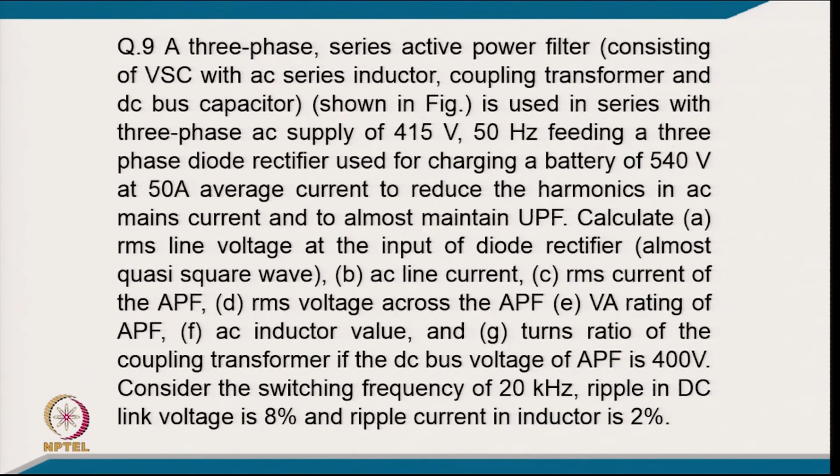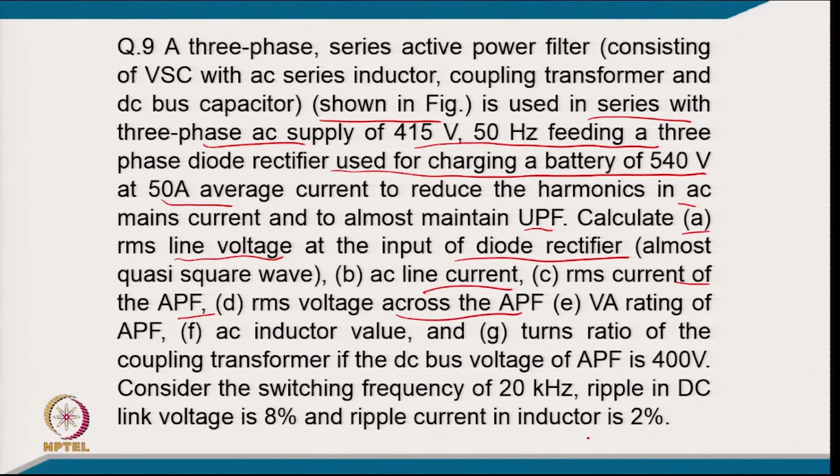So, coming to the 9th numerical problem: a 3-phase series active power filter consisting of a voltage source converter with AC series inductor, coupling transformer and DC bus capacitor, shown in the figure, is used in series with the 3-phase supply of 415 volt 50 Hz feeding a 3-phase diode rectifier load for charging a battery of 540 volt at 50 ampere average current, to reduce the harmonic currents in the AC mains current and almost maintain unity power factor. Calculate the RMS line voltage at the input of the diode rectifier, which will be almost quasi square because we will be forcing all 3-phase currents to be sinusoidal AC line current, the RMS current of the series active filter, the RMS voltage across the active filter, the V rating of the series active filter, the AC inductor value, and the turns ratio of the coupling transformer used in the series active filter.